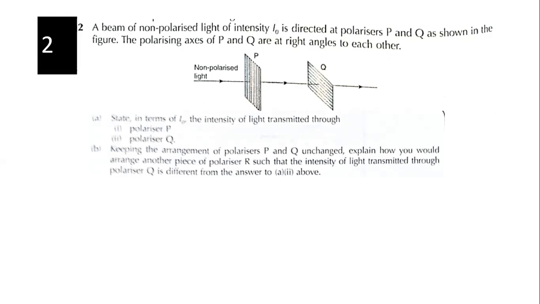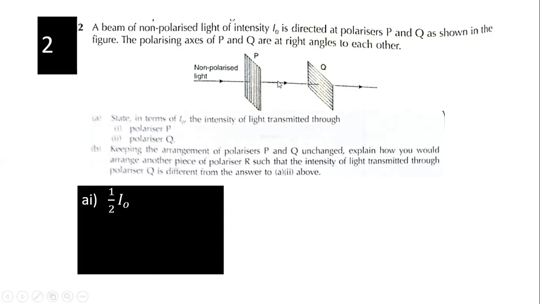What does the polarizer do? Remove half the component. The intensity is represented by two perpendicular components. So you remove half, what happened to the other? What happened passing through? Half will pass through. Right? So if they are perpendicular, nothing will pass through. You remove the other half. So the vertically plane polarized will pass through. That's why it's half I naught. This is I naught. So the one vertically plane polarized will pass through, parallel to the axis. So if perpendicular, nothing will pass through.